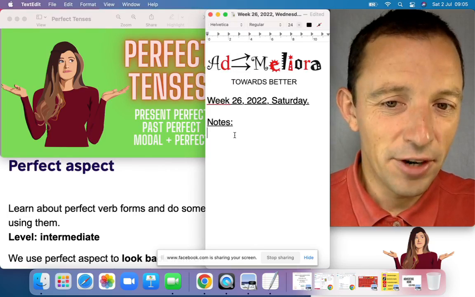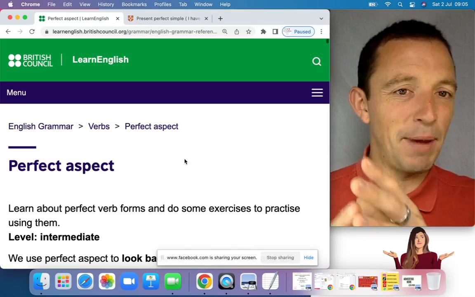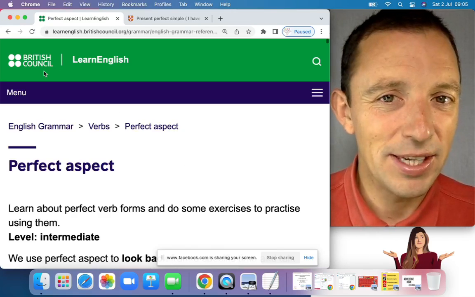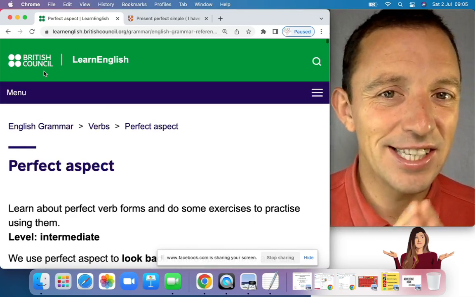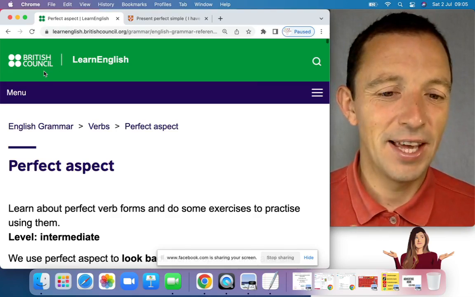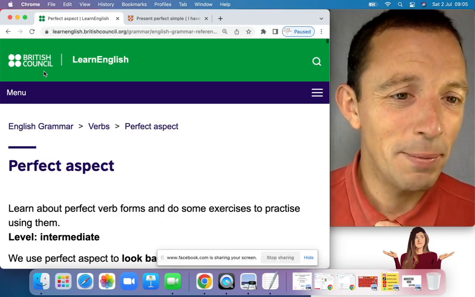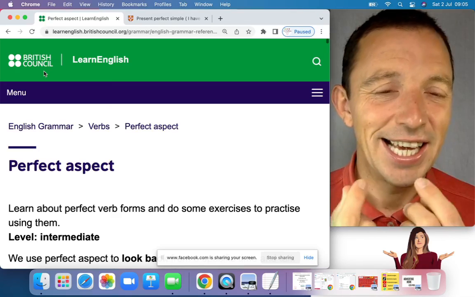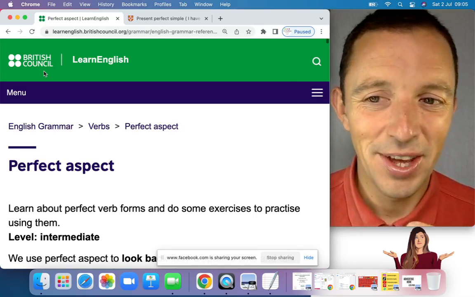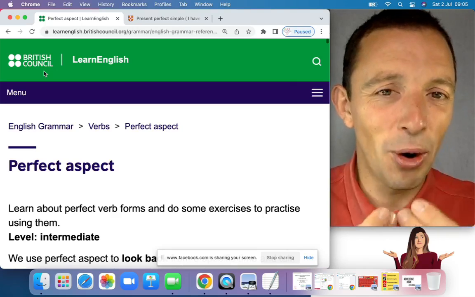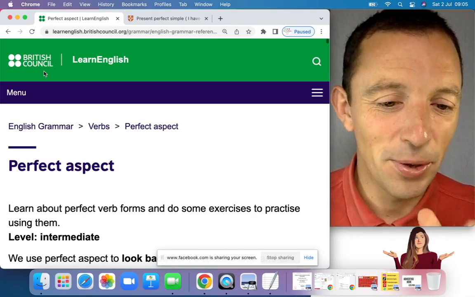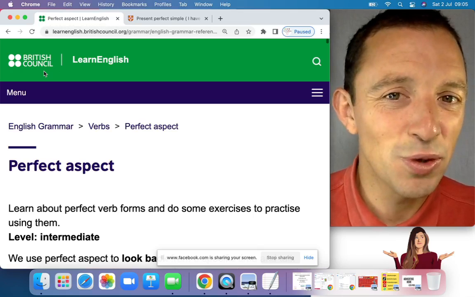So first, this is the page. We normally use the British Council website, specifically the Learn English section of the British Council website, to teach grammar. It's a really, really good website. It's very clear. It has a lot of material and it's excellent to learn grammar. Grammar is difficult. Grammar is boring. Grammar requires a lot of time and concentration. But I think this page is very, very useful and very good.